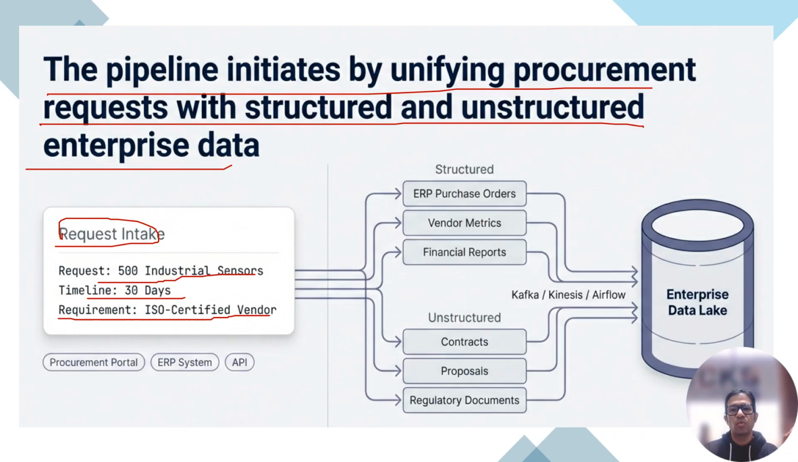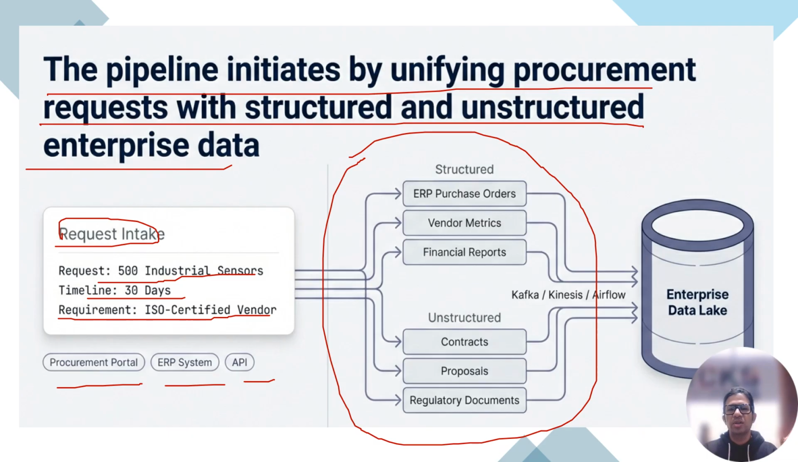Now here is the key point. In most companies, the request comes in and humans manually start collecting context. ProcureMind OS does the opposite. It immediately enriches the request using enterprise data. See, procurement portal, ERP system, API. The request can come from a portal, directly from ERP, or through an API, meaning it can integrate with ServiceNow, Jira, internal apps, anything.